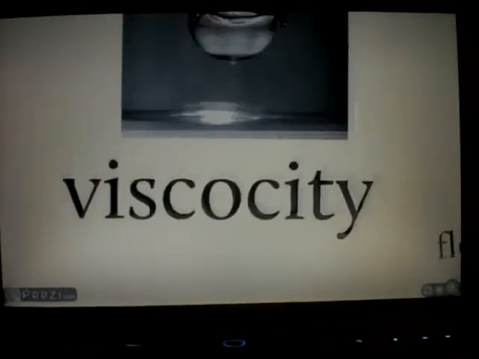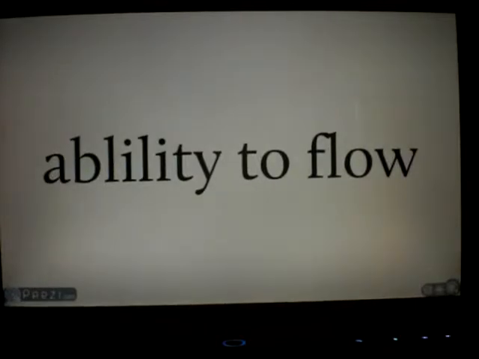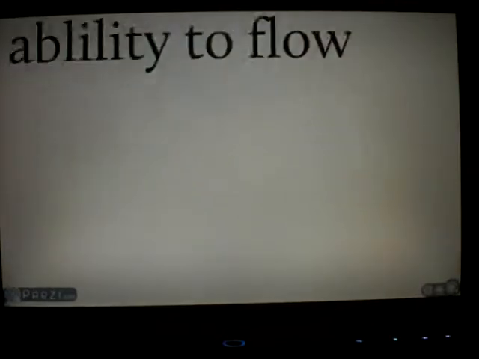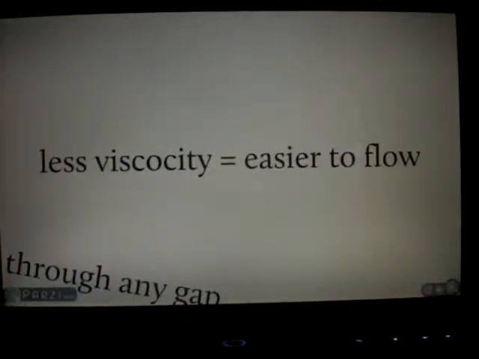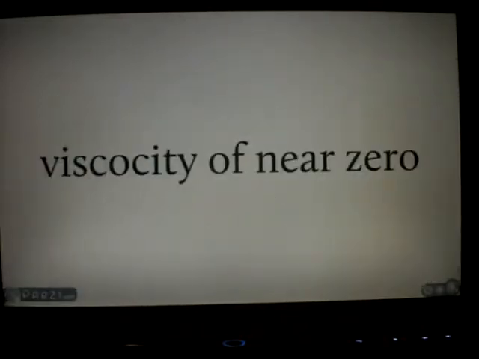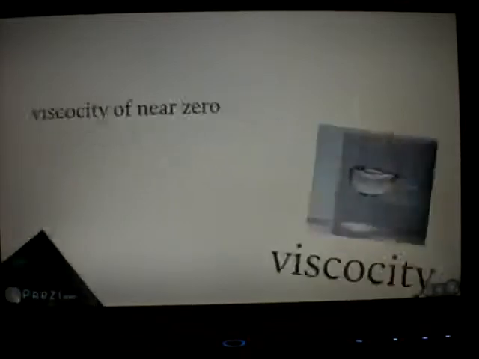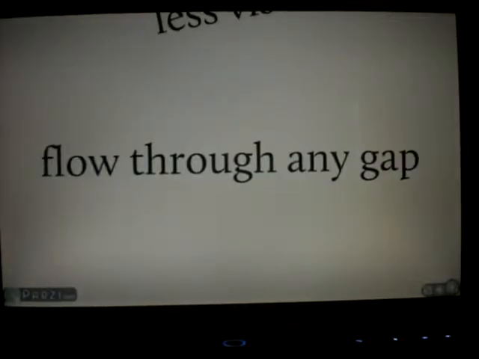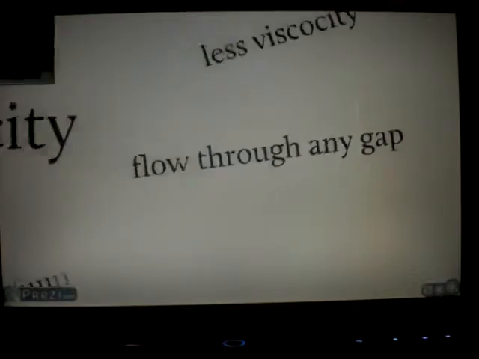So viscosity. Viscosity is the ability of an object to flow. Less viscosity equals easier to flow. And today I'm going to talk to you about liquid helium, which has a viscosity of near zero when it's liquefied. What does this mean? It means that it can pretty much flow through any gap. Let's see a video on this.